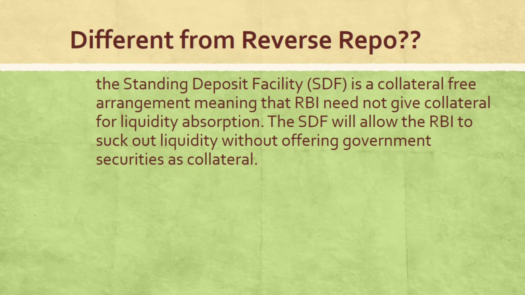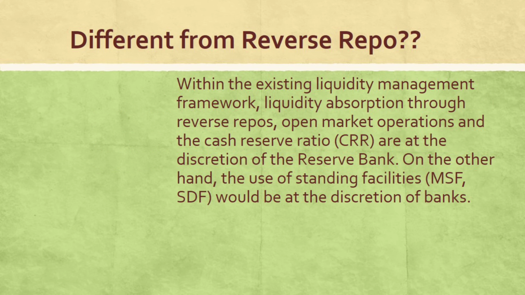Once again, we are dealing with the same point. The Standing Deposit Facility is a collateral-free arrangement, meaning that the RBI need not give any collateral for liquidity absorption. The SDF will allow the RBI to suck out liquidity without offering government securities as collateral. As mentioned earlier, the RBI does not possess enough government securities to provide to the scheduled commercial banks when they accept funds in the reverse repo mechanism. Now that has been solved because the Standing Deposit Facility does not require a collateral. This is a very important point again.